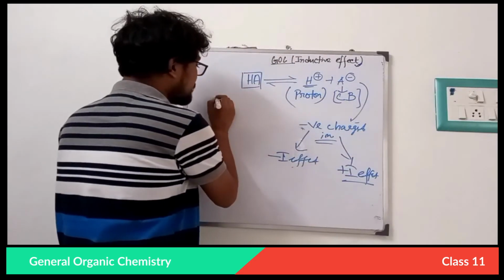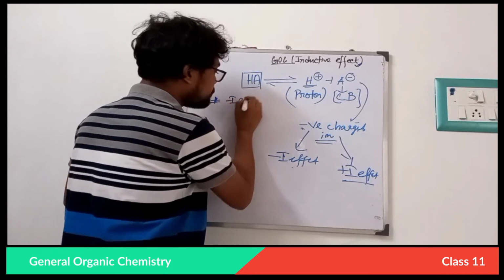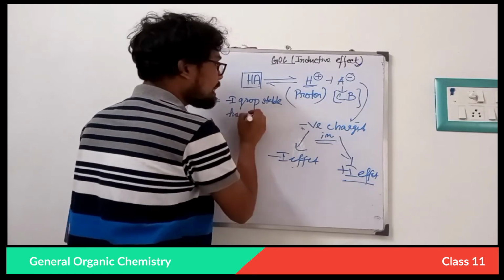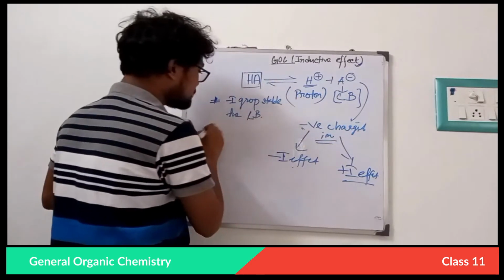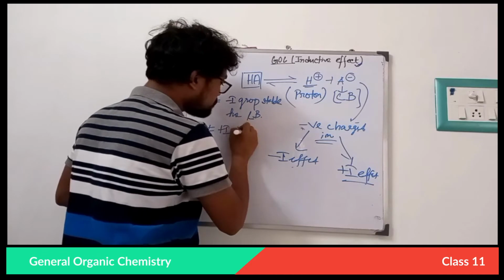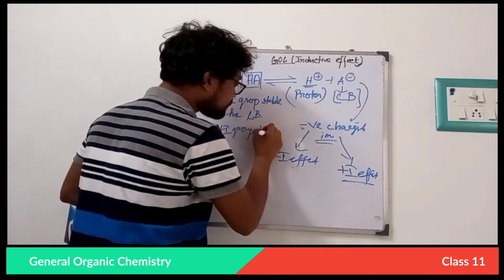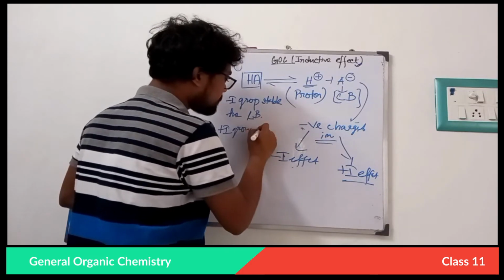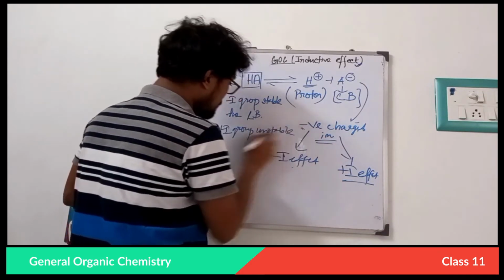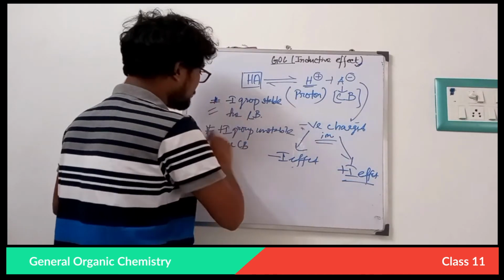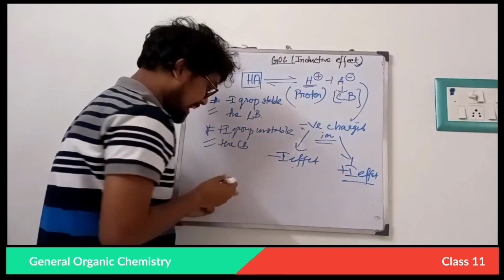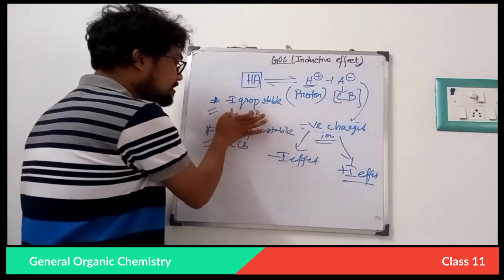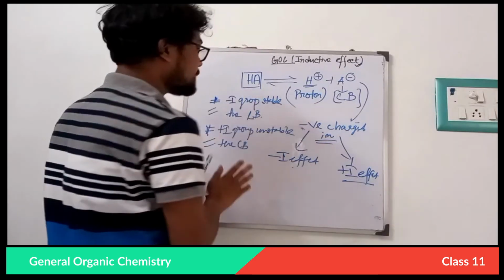So here I write a very important point: minus I group stabilizes the conjugate base, and plus I group destabilizes the conjugate base. This is very important. These two phenomena will control the acidity of any organic acid. Fine. Write it down properly, and I am going to another example.